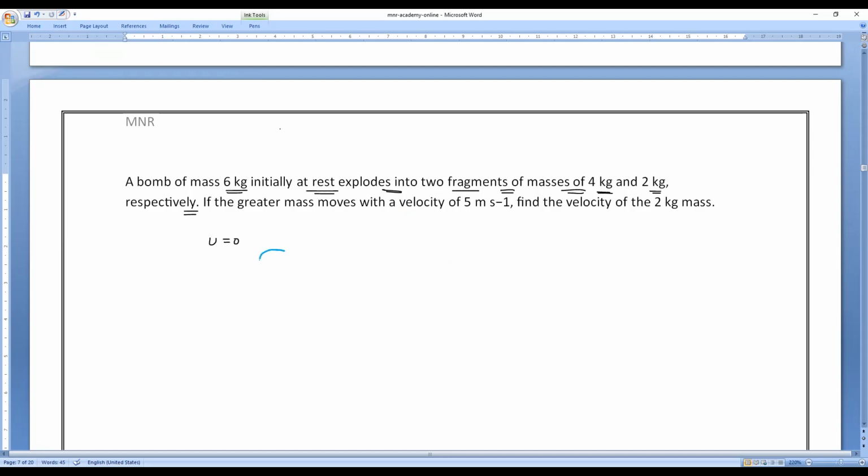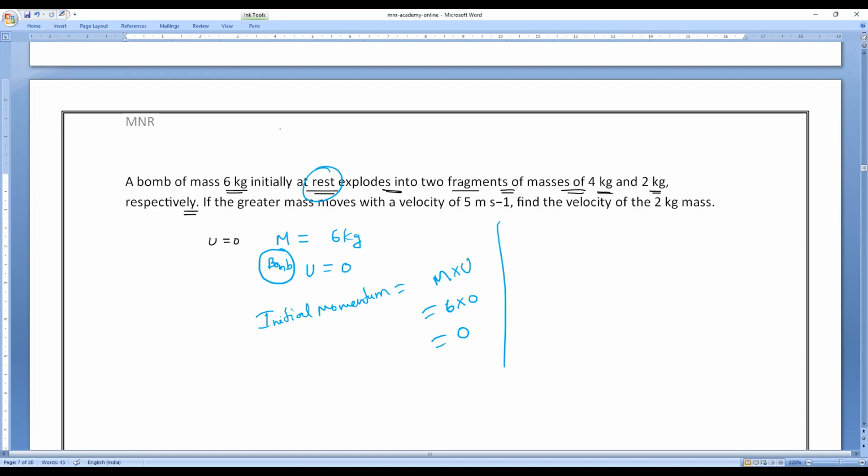Now let me take this question. Observe very carefully; there is very little time. There is a bomb whose initial mass, let me take capital M, is 6 kg. As it is at rest, the initial velocity is 0. So what is the initial momentum? Initial momentum is M into U, which is 6 into 0, which equals 0.